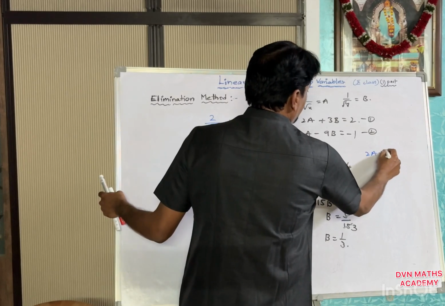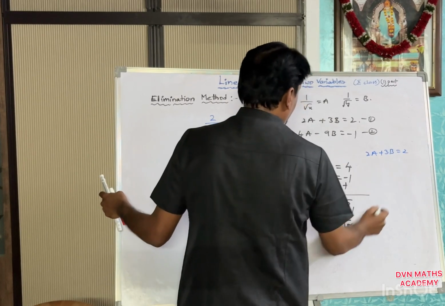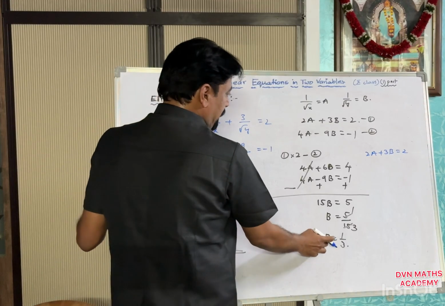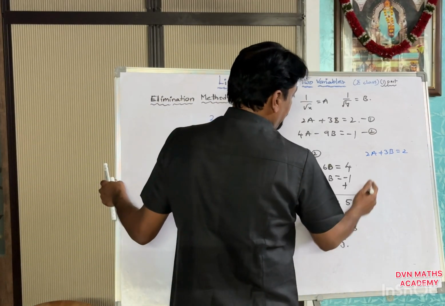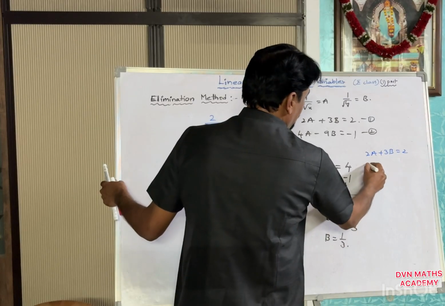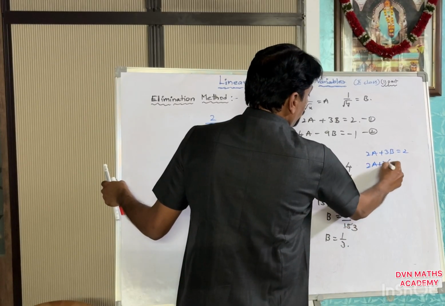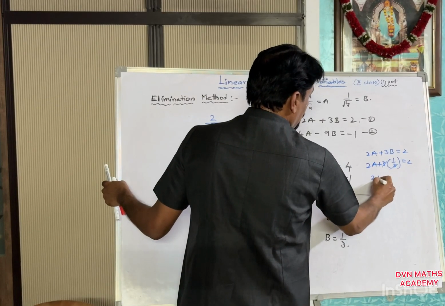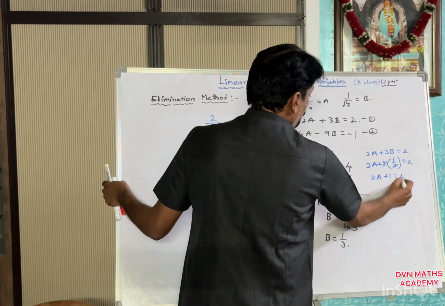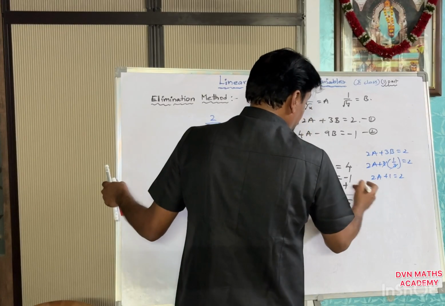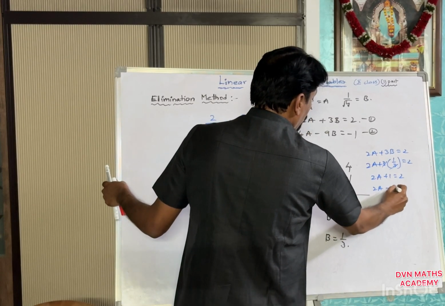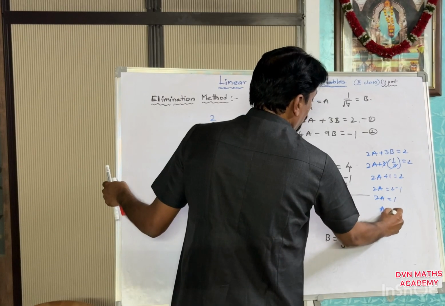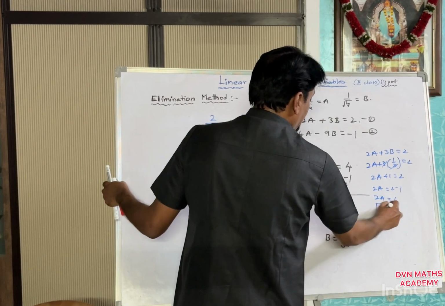2a plus 3b is equal to 2, and I got b is equal to 1 by 3. You substitute that value in this equation. 2a plus 3 into 1 by 3 is equal to 2. These two will be cancelled. 2a plus 1 is equal to 2. And what happened? 2a is equal to 2 minus 1. So 2a is equal to 1. A is equal to 1 by 2. This is the value of a.